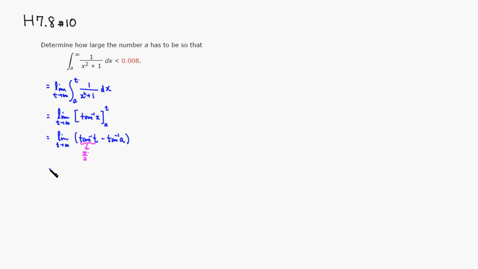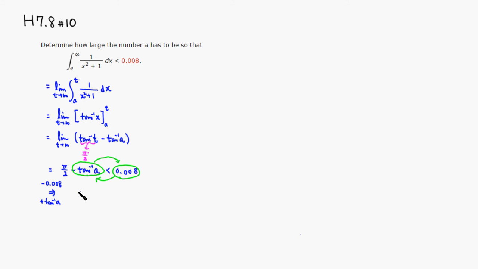So this will give us the equation: pi over 2 minus arctangent of a. We want this to be less than 0.008, right? So we have an inequality, and we just have to solve for a. The first thing I would do is subtract 0.008 from both sides and add arctangent of a, so that we can put this term on the other side and put this guy on the left hand side.